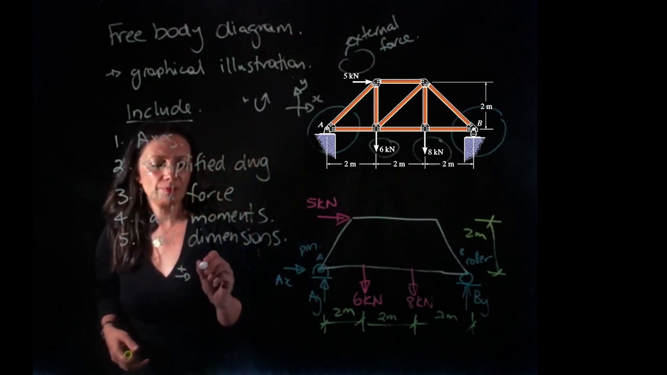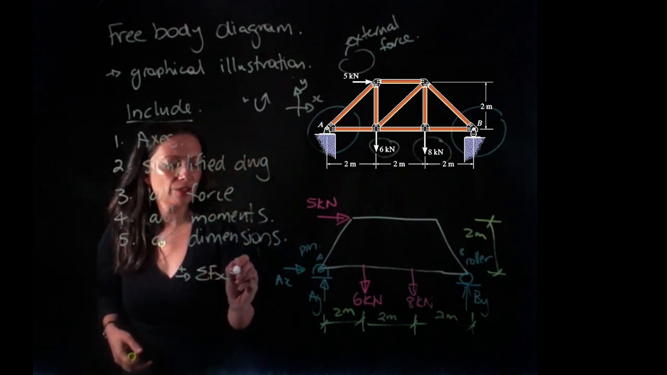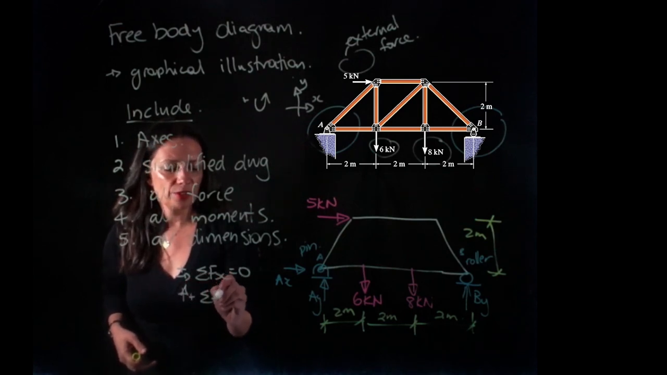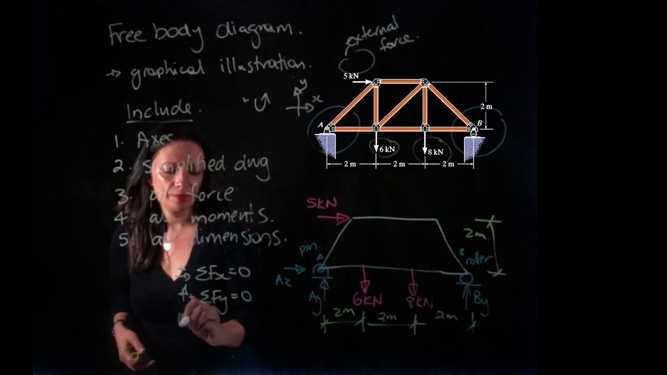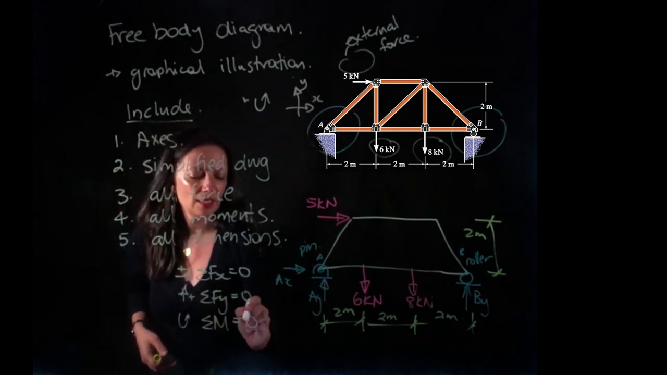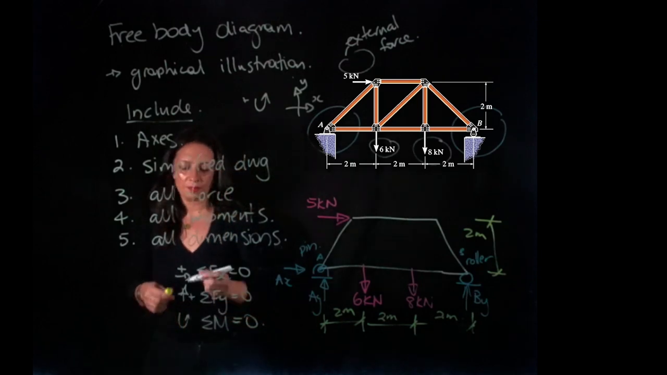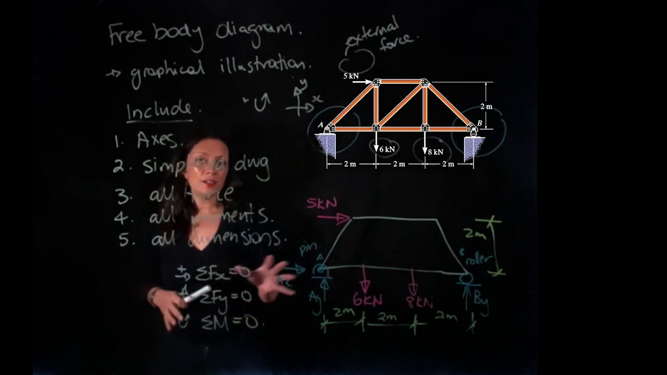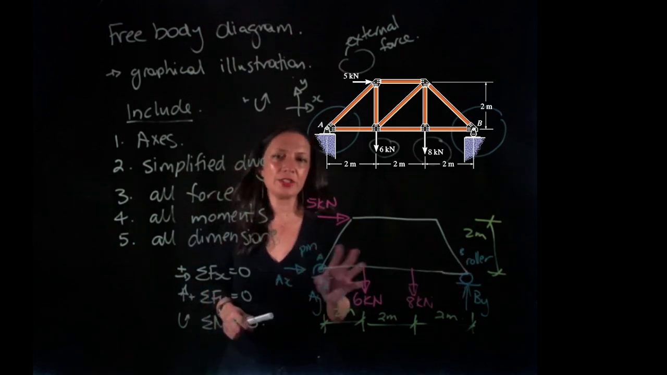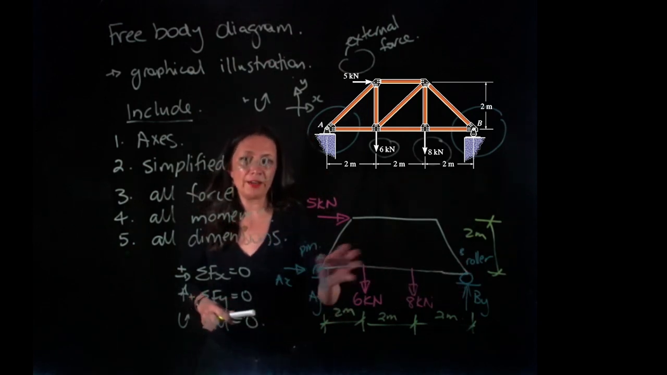The last thing we should do is always write out our equations for equilibrium. The sum of the forces in the x direction equals 0. The sum of the forces in the y direction equals 0. And the sum of the moments around any point is going to equal 0. So now we should be able to solve and find the reaction forces in our free body diagram.